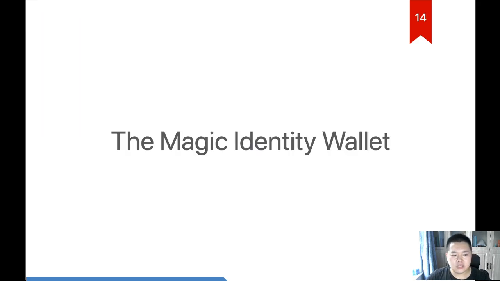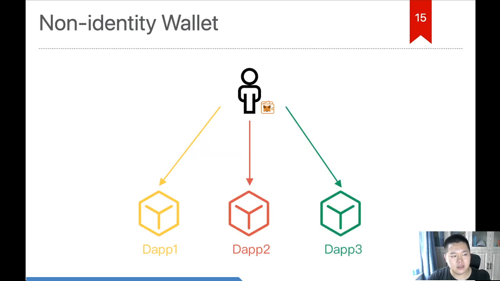Okay, let's talk about the multi-identity wallet. Firstly, we see two pictures. The first one is about a non-identity wallet and how it interacts with the app. When the user uses a non-identity wallet to interact with apps, if the user does not create a different address for different apps, every app will figure out the user's login history.